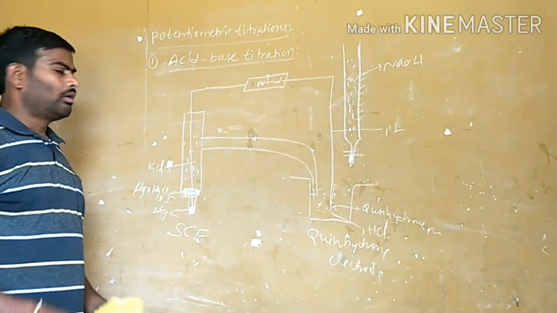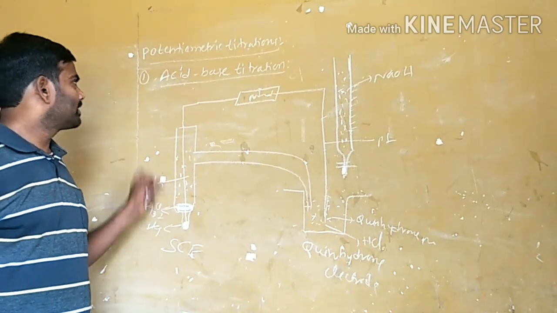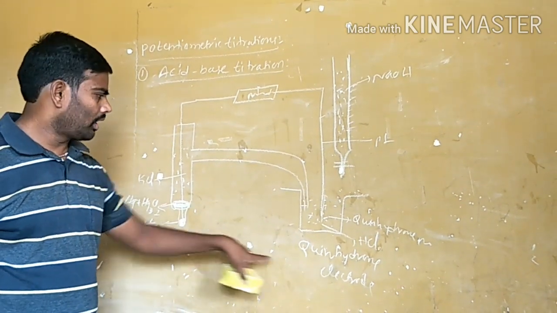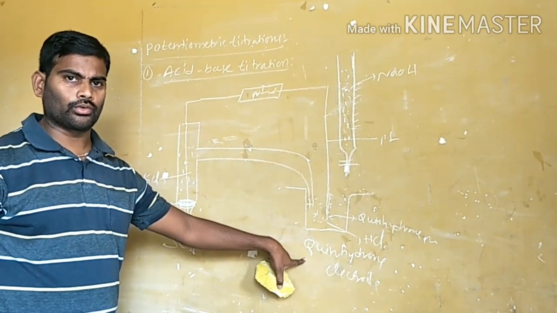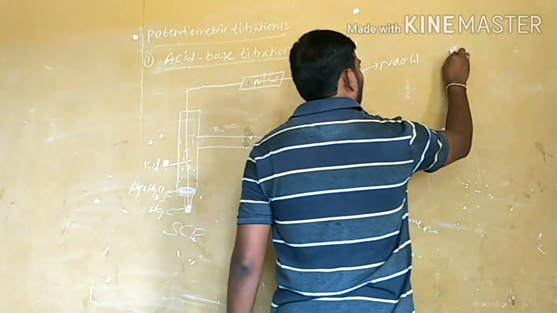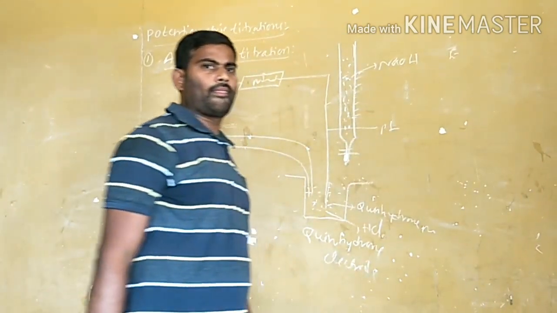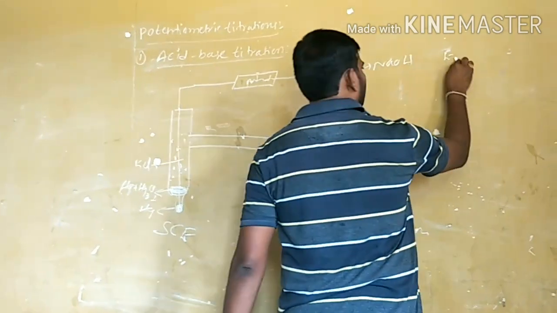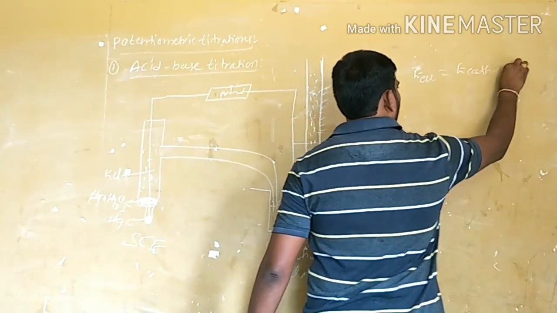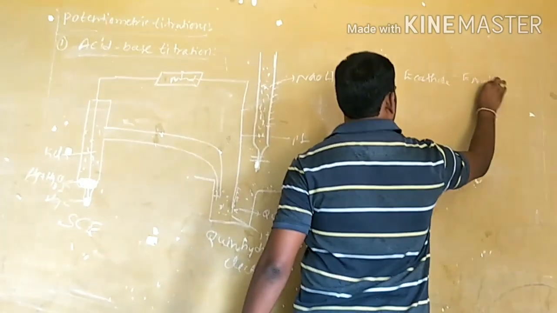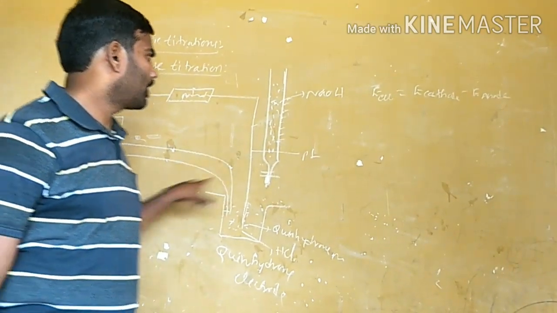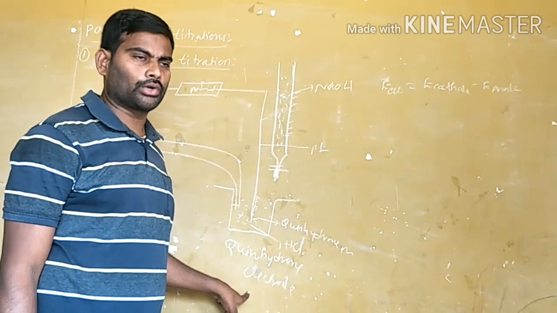Now with this the total cell is constructed. This is a reference electrode, and this quinhydron electrode is acting as an indicator electrode. Now let's say E cell. E cell is equal to E cathode minus E anode. Here anode is a reference electrode, the saturated calomel electrode. Cathode is an indicator electrode, the quinhydron electrode.